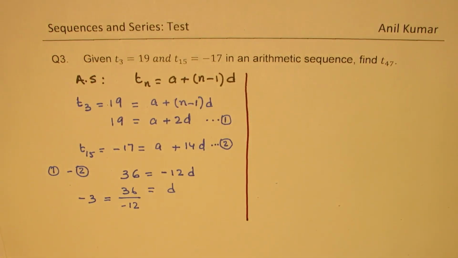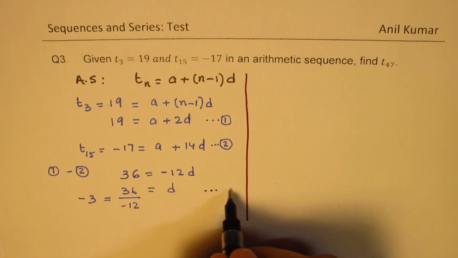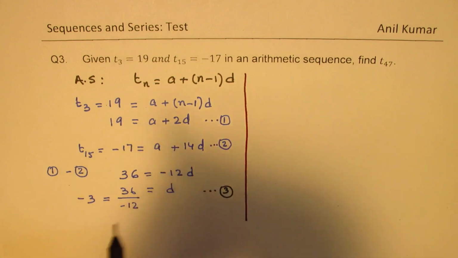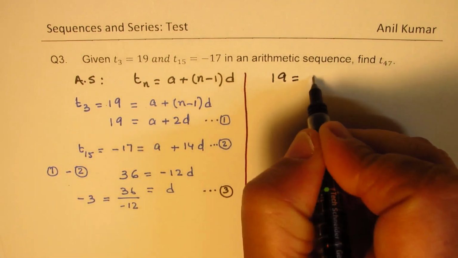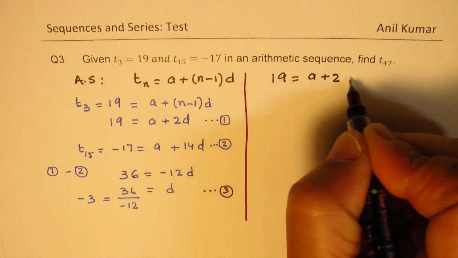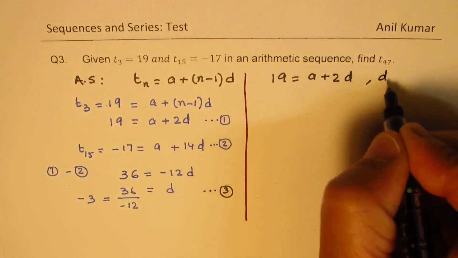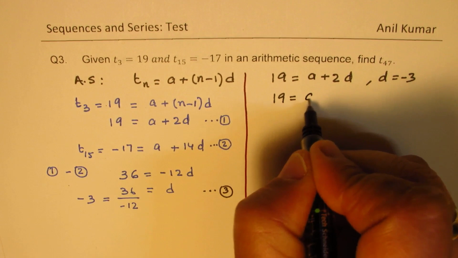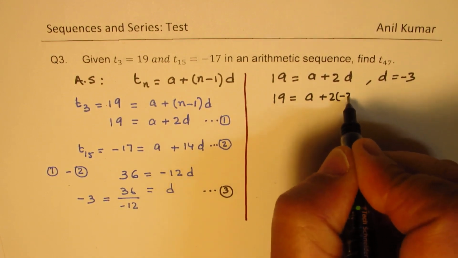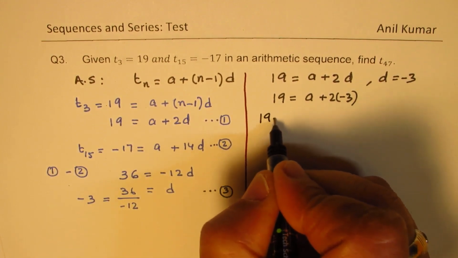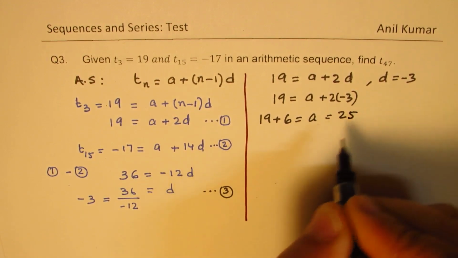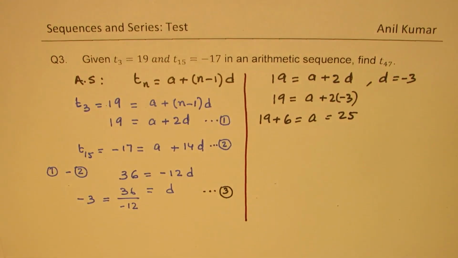Since d is minus 3, we can now find a by substituting into any one of our equations. We could use equation 1. So we have 19 equals a plus 2 times d, and we know d is minus 3. Substituting, we get 19 equals a plus 2 times minus 3, or 19 plus 6 is a, which is 25. So we get a is 25.